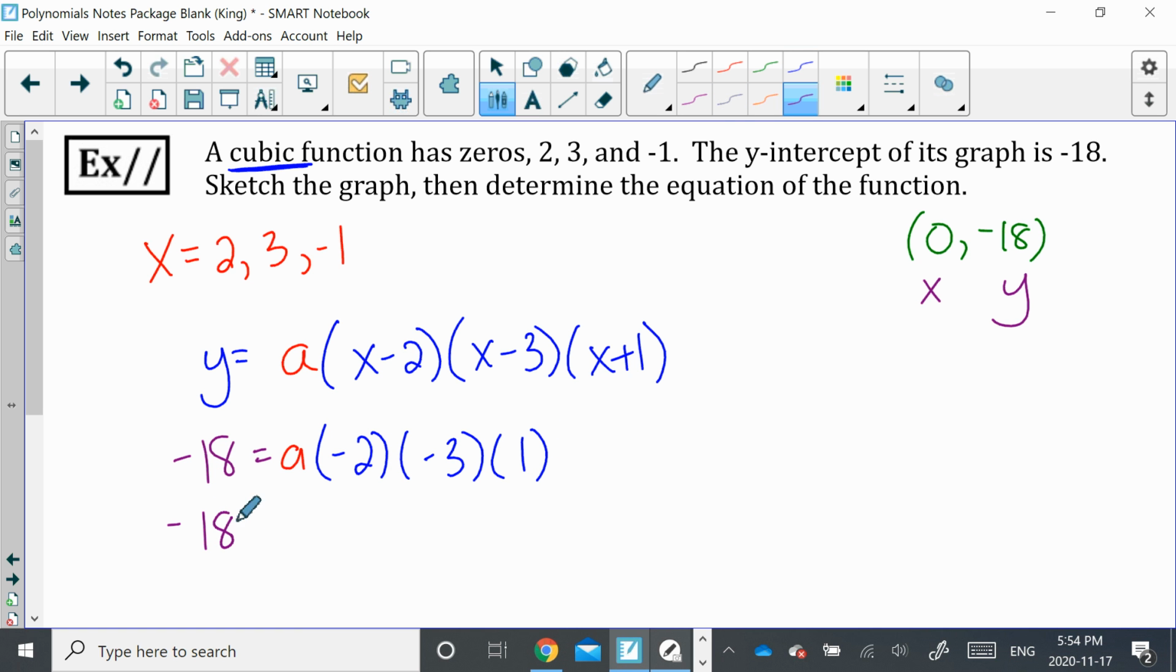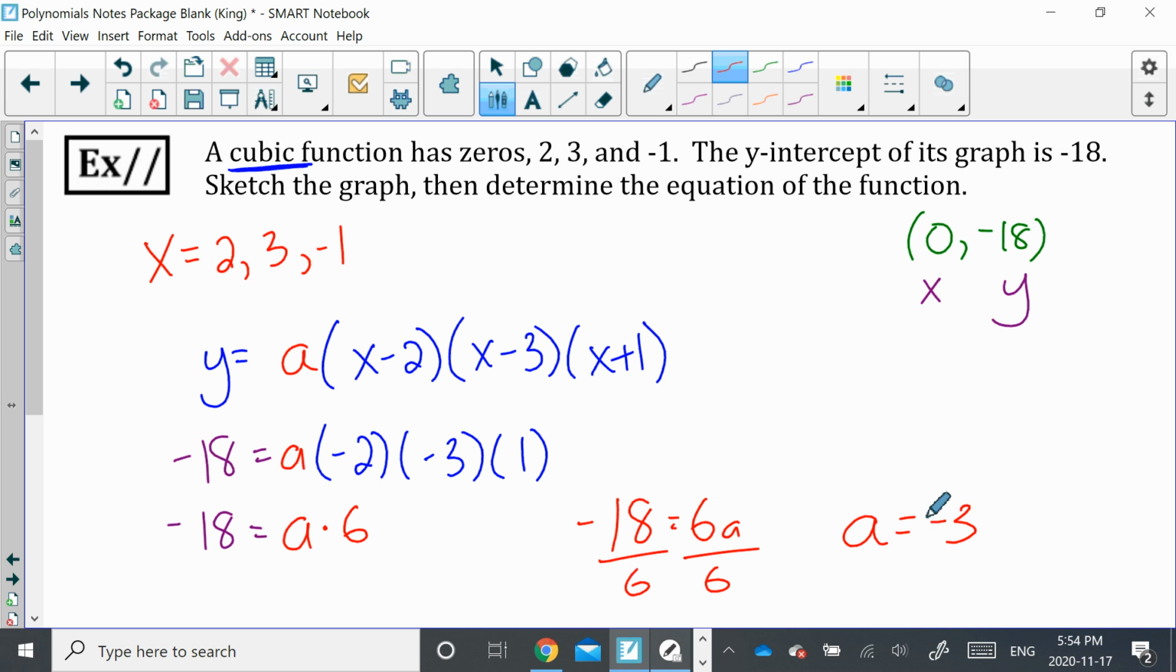-18 is equal to a times -2 times -3, which is 6, and I'm just going to rewrite this as -18 is equal to 6a. Divide this by 6, divide this by 6. A is equal to -3.